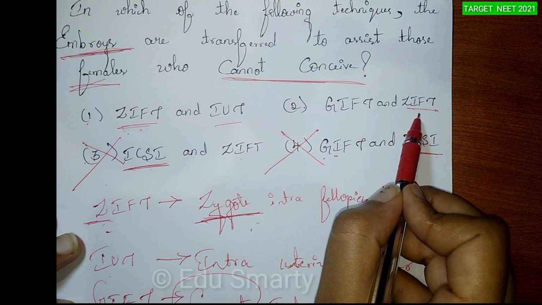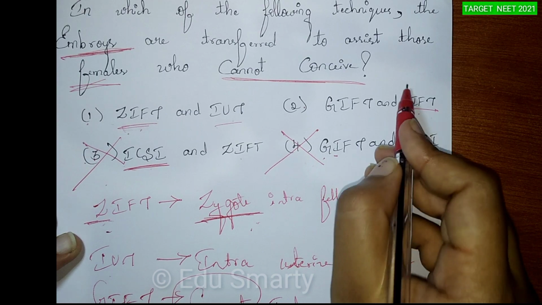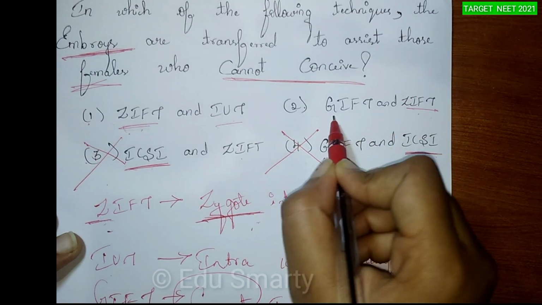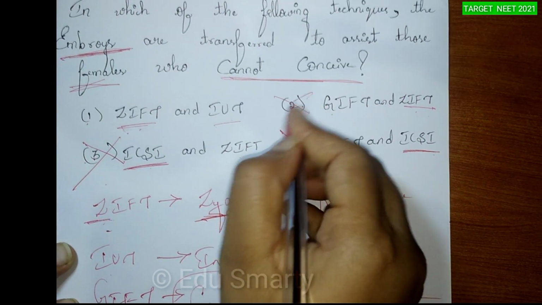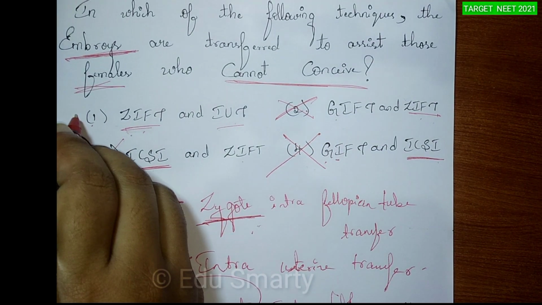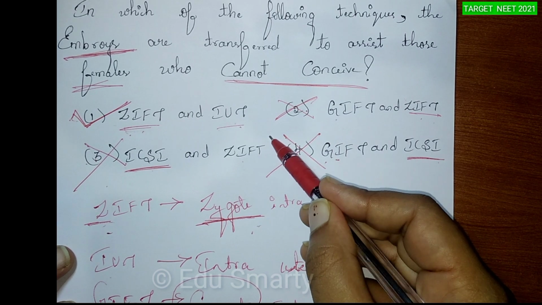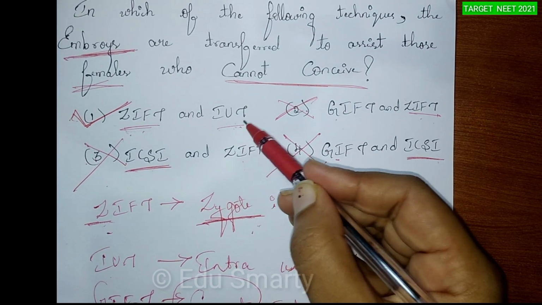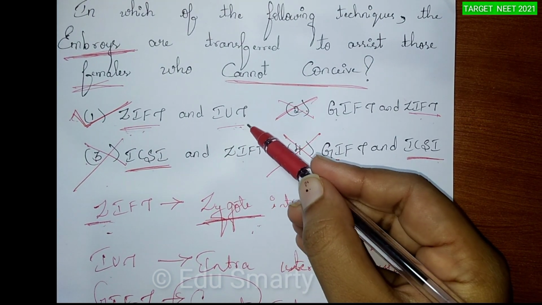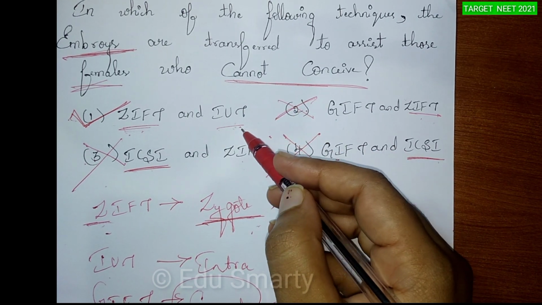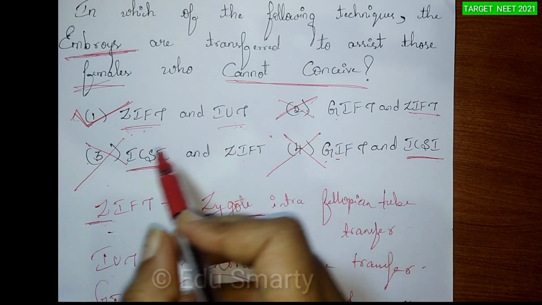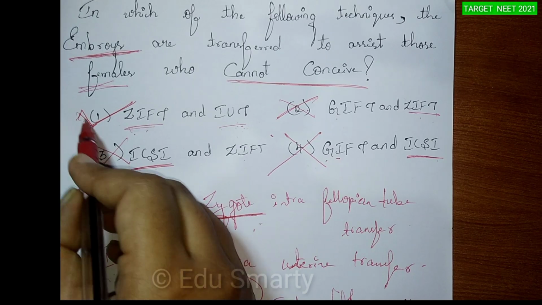So we are having ZIFT, zygote embryo, which is our answer, but here we have GIFT, so this is not the right answer. So this will be our option. In intrauterine transfer also, they transfer the embryo to the female body or into the fallopian tube for the females who cannot conceive. So ZIFT and IUT is the right option.